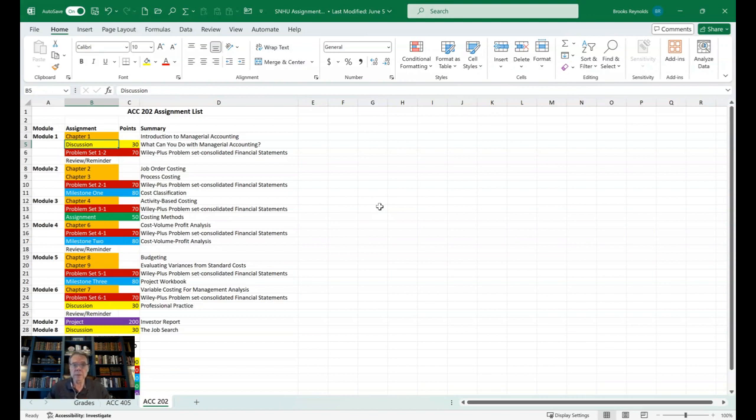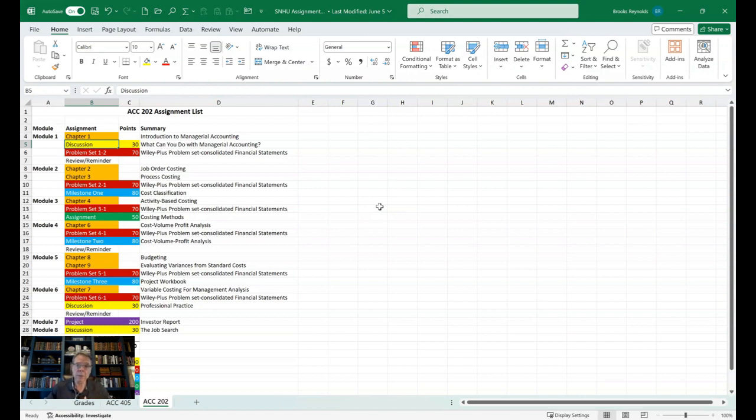Cost volume profit analysis. This is something that would be good in manufacturing or service. It allows you to determine what your break even is. How many procedures do I have to do if I'm in medicine? If I'm a plumber, how many calls do I have to make to break even? Or if I want to make $1 million, how many calls do I have to make? How many plumbers do I need? How many cars do I have to sell, etc.? And so it allows you to play with the different variables.